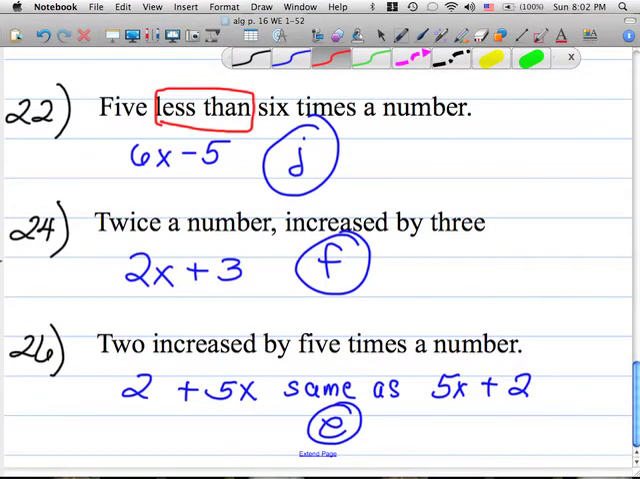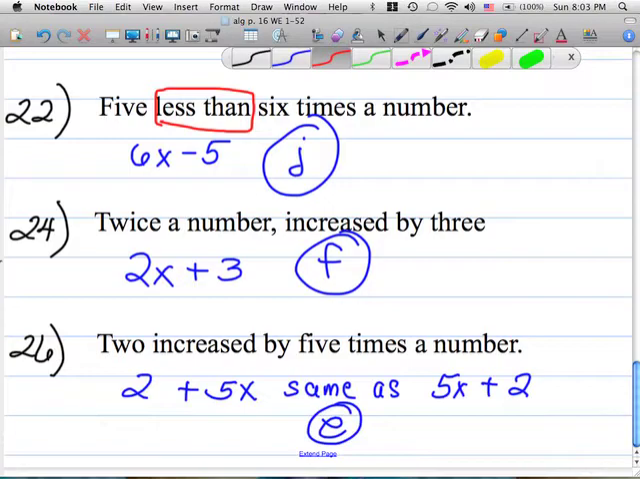24, I have twice a number increased by 3. So translating left to right, twice a number would be 2 times a variable. I chose x. Increased by 3, plus 3. And looking at the list, I can see that F is the same as my mathematical equation or phrase.